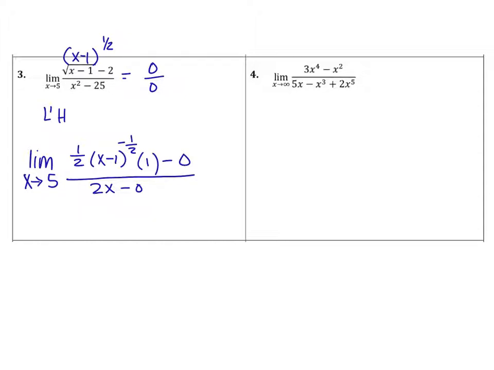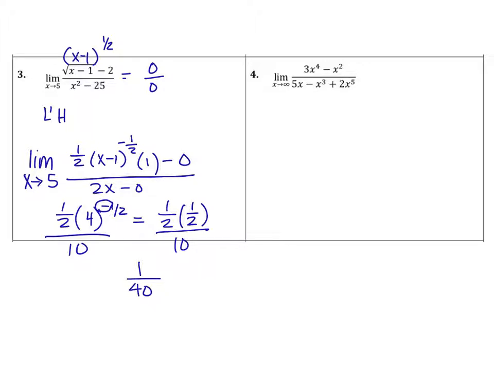Now let's go ahead and try to evaluate our limit again. And so we're going to have 1/2 times 4 to the negative 1/2, and that's going to be over 10. And so we're going to end up with 1/2 times 1/2, because here the square root of 4 is 2, and the negative means reciprocal, over 10, so we end up with 1 over 40.